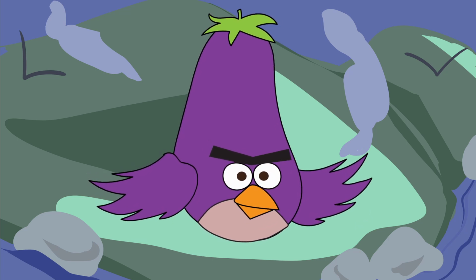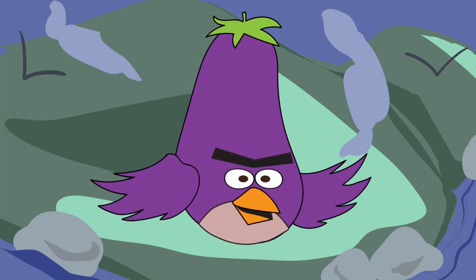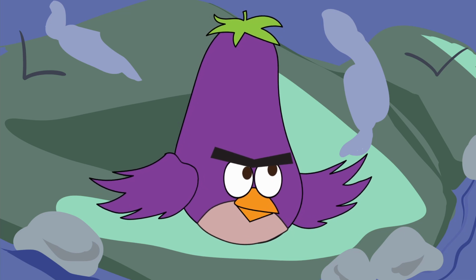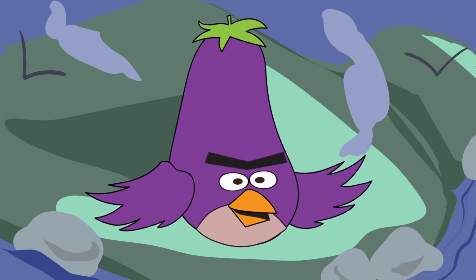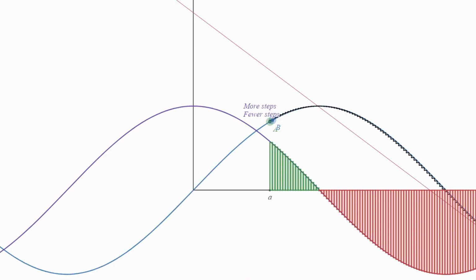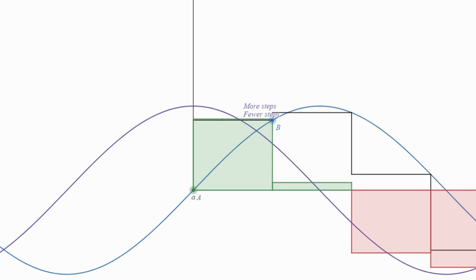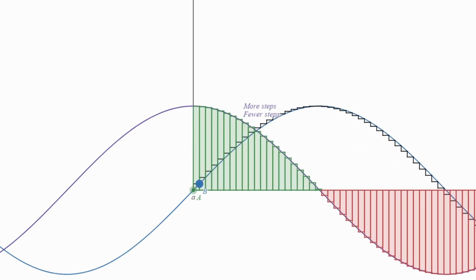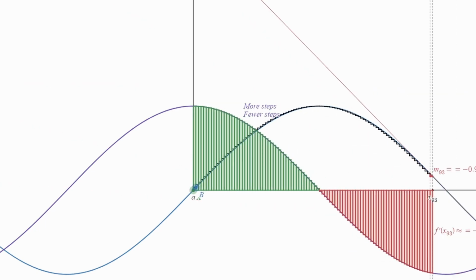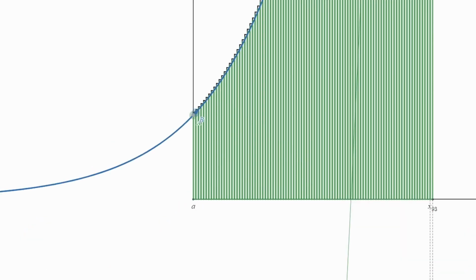Aw, thanks, Eggy. Hey! The original function here is f of x equals sine of x. What's the derivative of this function? The derivative of sine of x equals the cosine of x. The rectangle model does a pretty good job of approximating the cosine curve, doesn't it? It sure does. And it seems this should work for any smooth curve, not just sine of x.